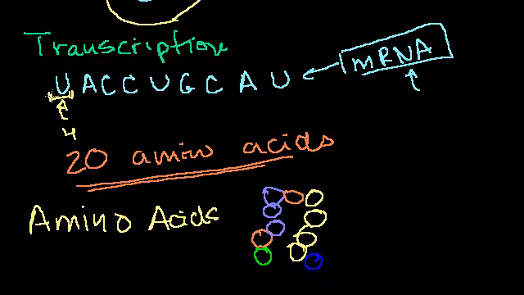But how can we increase the combinations? Well, if we include 2 bases, how many combinations can we have? We have 4 possibilities here, and then 4 possibilities here, so we'd have 16 possibilities. But that's still not enough to code for one of 20 amino acids, to say, hey, this is going to code for amino acid number 5. And we'll talk more about their actual names.